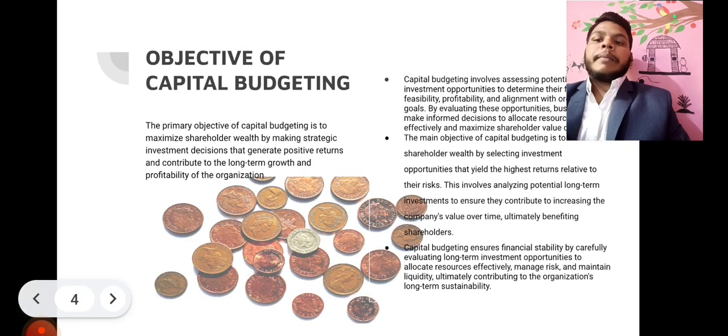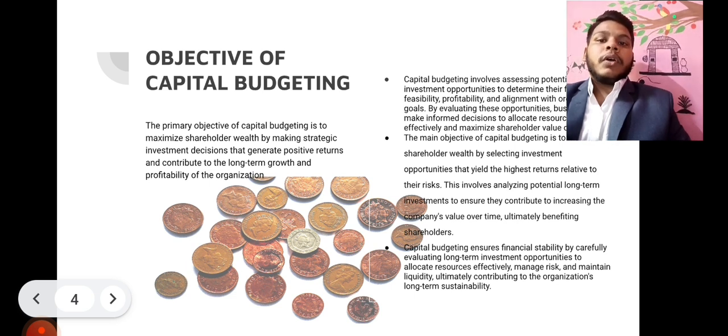Let's see the objective of capital budgeting. The primary objective of capital budgeting is to maximize shareholder wealth by making strategic investment decisions that generate positive returns and contribute to the long-term growth and profitability of the organization. Capital budgeting involves assessing potential long-term investment opportunities to determine their financial feasibility, profitability, and alignment with organizational goals. By evaluating these opportunities, businesses can make informed decisions to allocate resources efficiently and increase shareholder value over time.